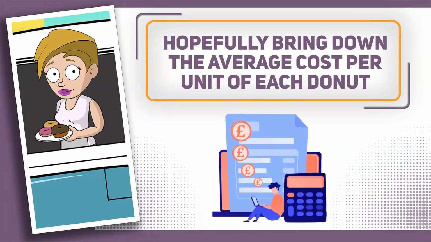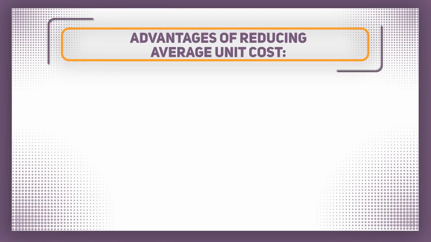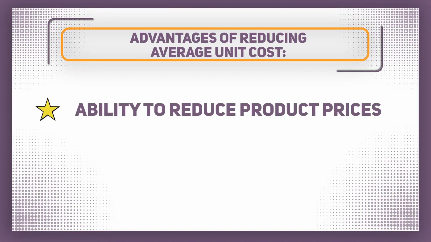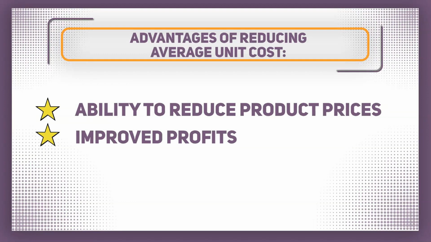So why is Lottie so keen to bring down her average costs per unit as a result of economies of scale? The advantages of having a lower cost per unit are that Lottie now has options. She can decide to reduce the selling price of her donuts, passing the savings on to her customers, which could also encourage them to buy more donuts or to choose her donut van over a competitor. Alternatively, she might decide to keep her prices the same. They are premium donuts after all, and achieve a higher profit margin on each donut that she sells.